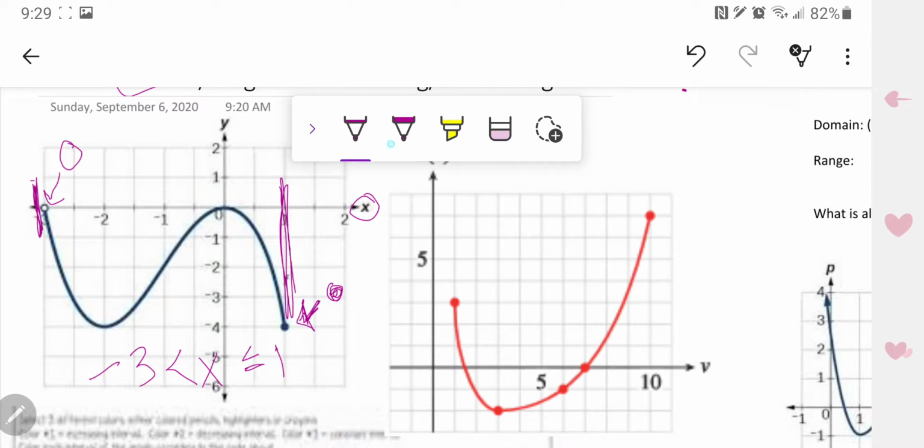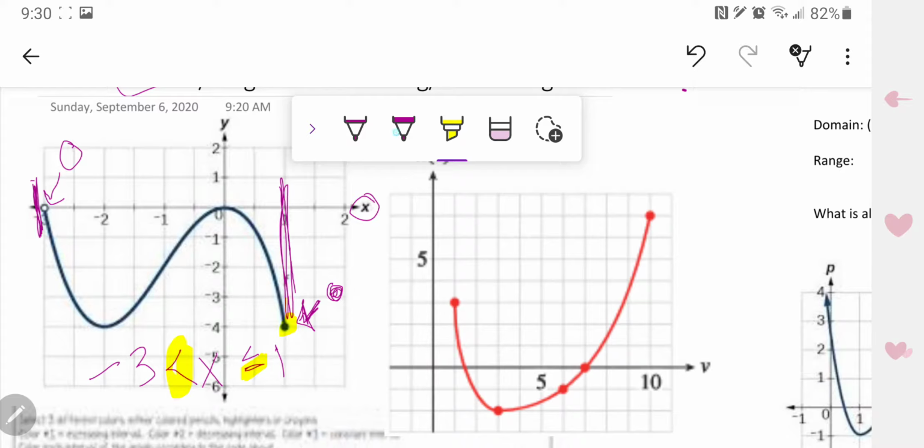It does not include -3. That's why there's no equal sign under that. And then the 1 is included. That's why there is an equal sign. Okay. When you have a left and a right, your arrows will always go this direction. We'll do an example later where it only goes in one direction.